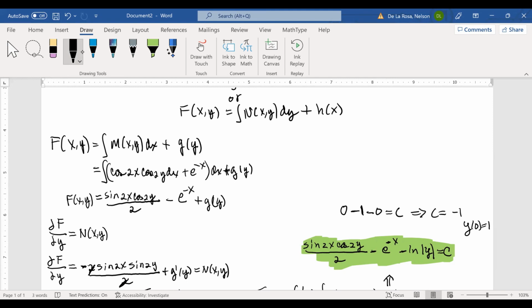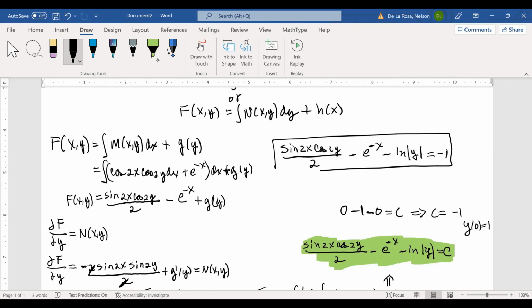So the solution for the initial value problem is sine of 2x cosine of 2y divided by 2 minus e to negative x minus ln of absolute value of y equals negative 1. So this is actually the solution of the initial value problem.